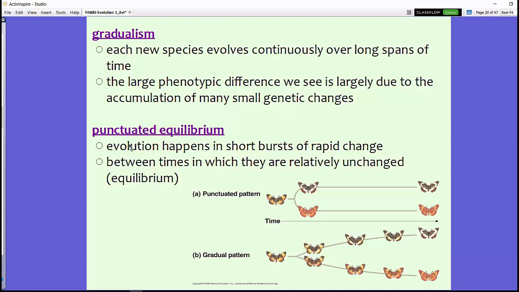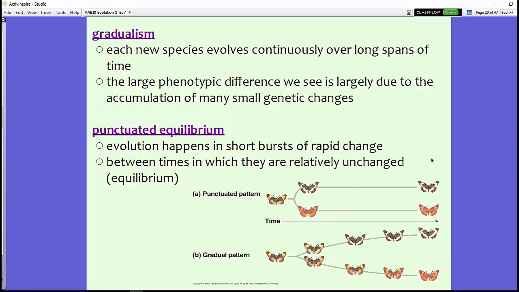The second type is punctuated equilibrium. Now this happens in very short bursts of rapid change. Boom, very quick, boom, very short bursts of rapid change. And there's a relatively long time between the changes. That's represented in this top picture right here. Notice we have this butterfly or moth, and we have a boom, a quick change, and they're very, very different from the original moth or butterfly. And then a long, long, long time happens before any other changes actually happen. So it's a very quick, short burst of rapid change.